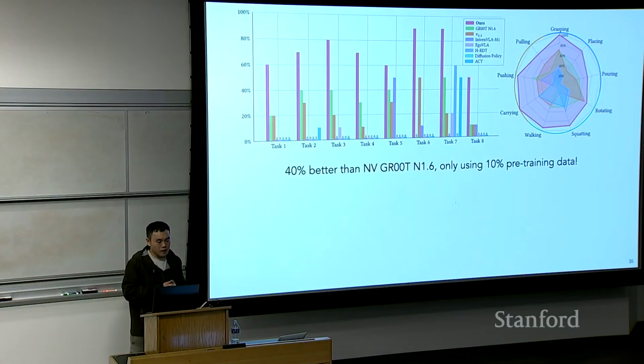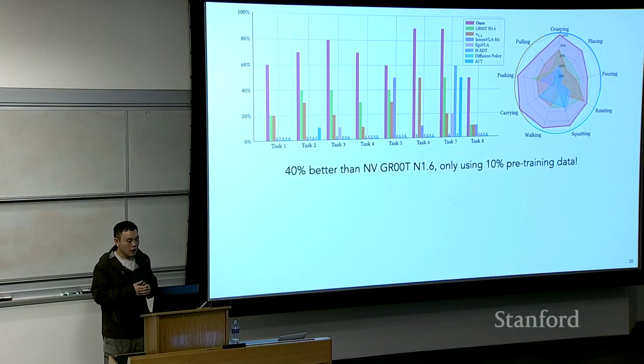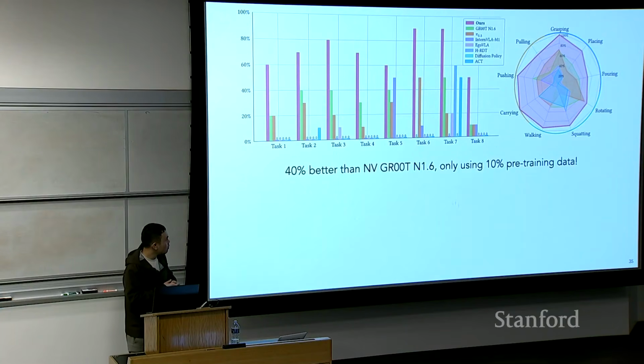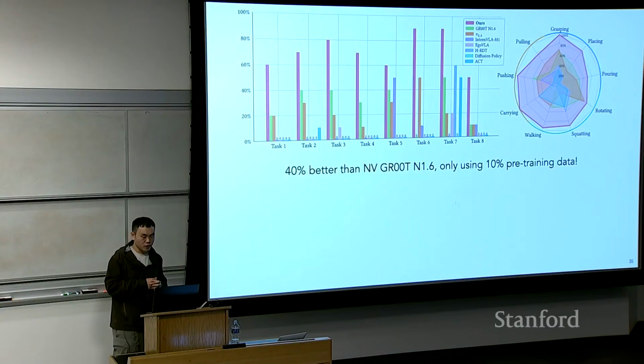And basically, to summarize, our model is 40% better than NVIDIA GR00T N1.6, which was a state-of-the-art model, while we only use 10% of the training data compared to GR00T N1.6. If I remember correctly, GR00T used over 10,000 hours of pre-training data, while our method only used around 800 hours of pre-training data.